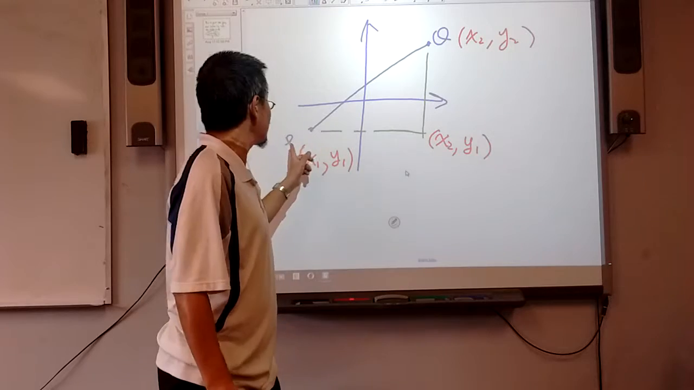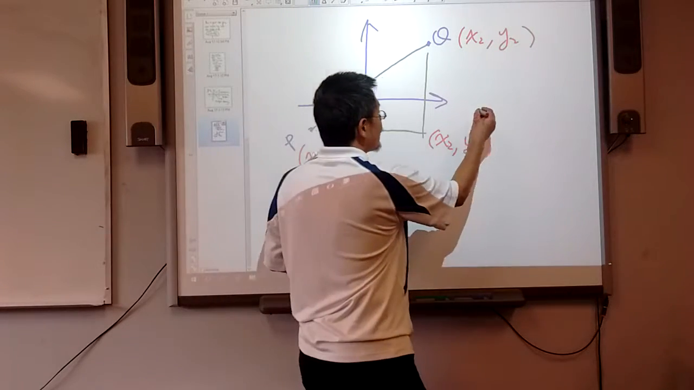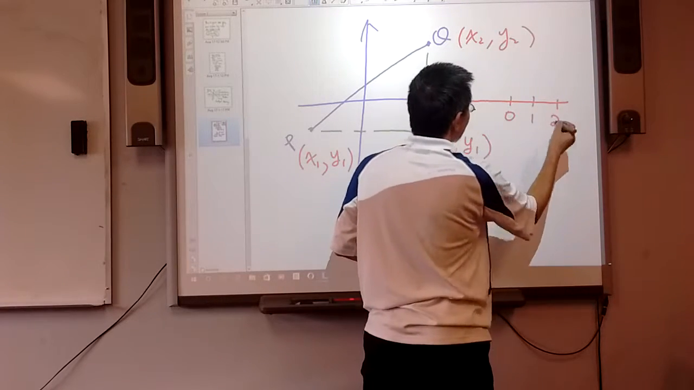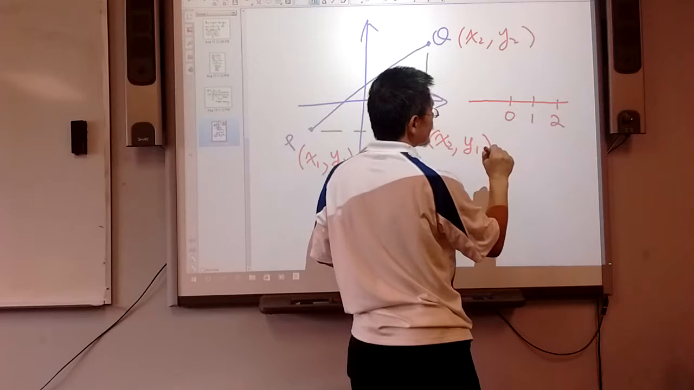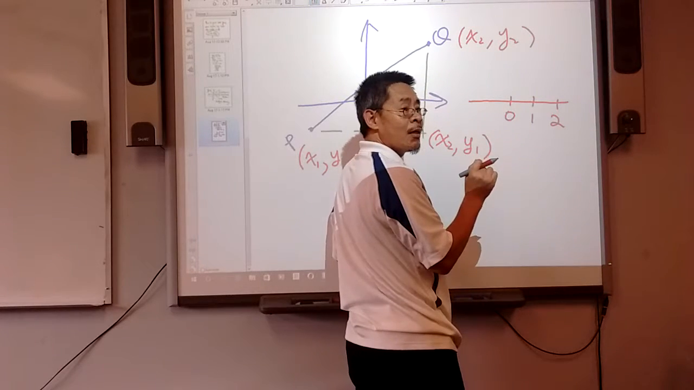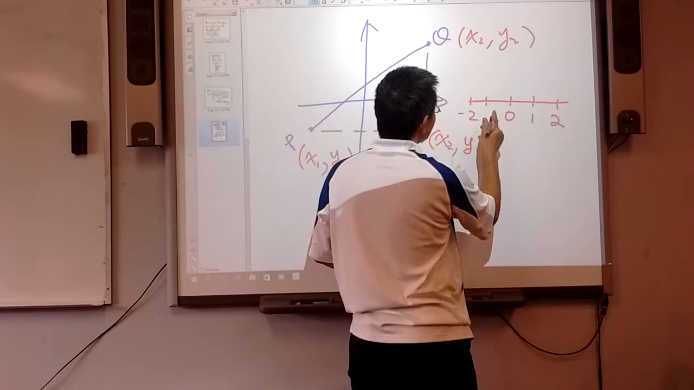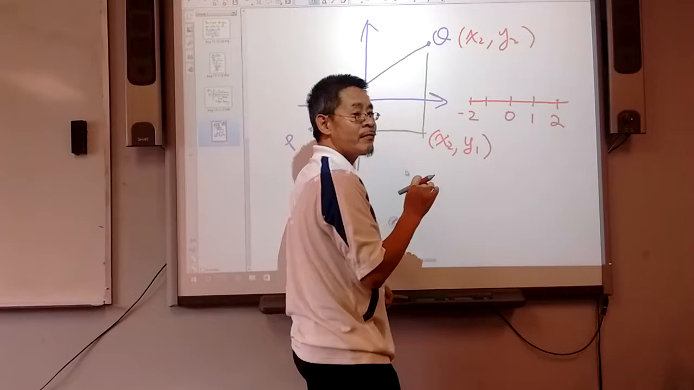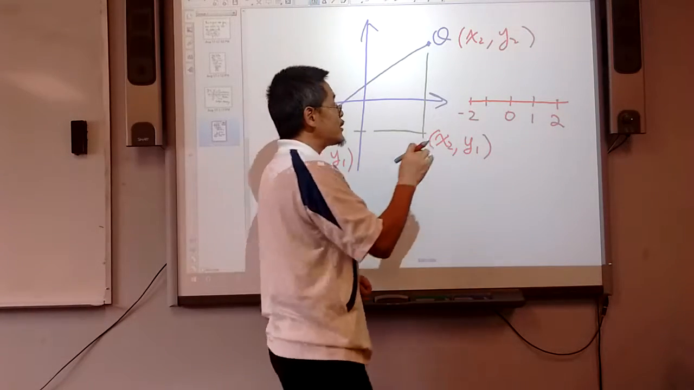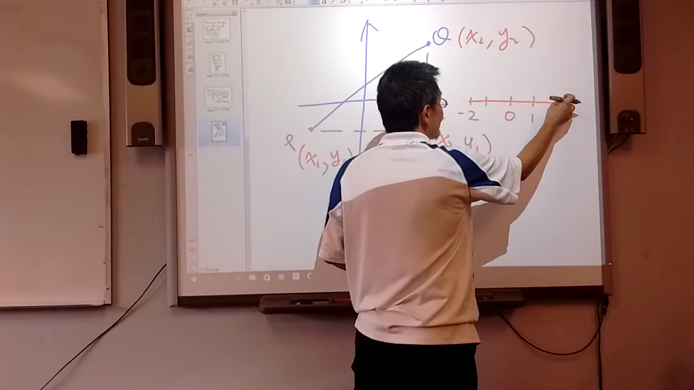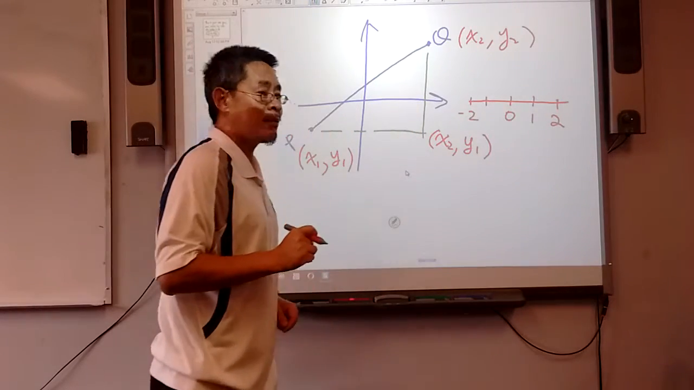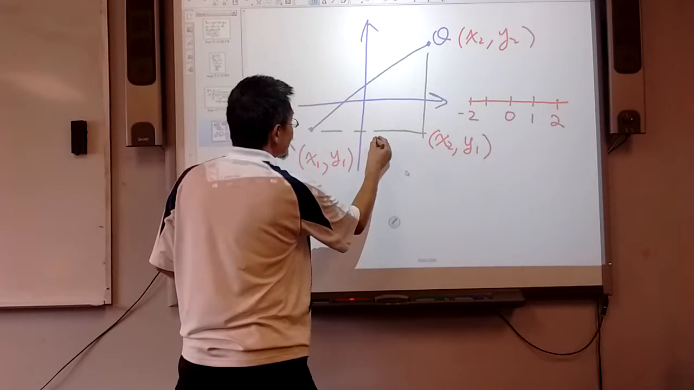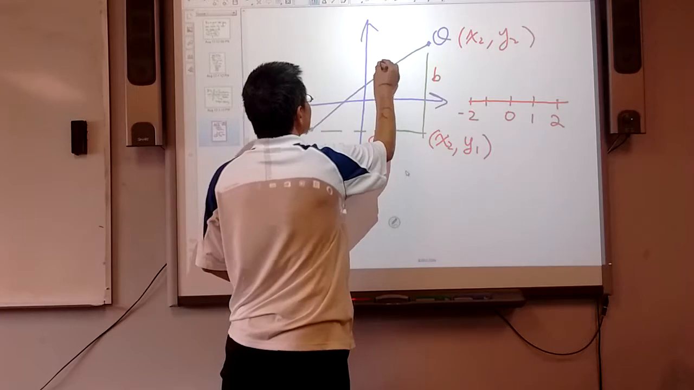It will be x2 minus x1, right? So if you're not quite sure, look at this. Now, what's the distance between here and here? 2 minus 0, right? And what's the distance from here to here? 2 minus negative 2, which gives us 4, right? So the distance is always one point minus the other, one coordinate minus the other. So therefore, let's say this distance is our A, this is our B, this is our C, okay?